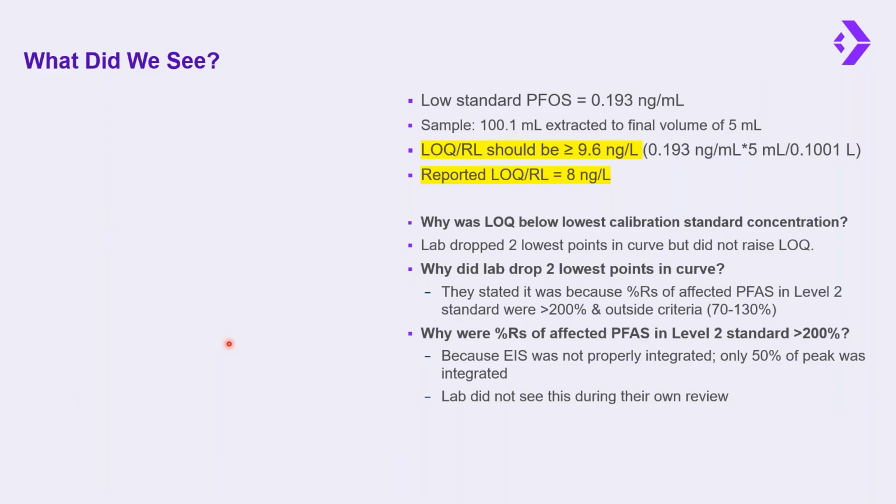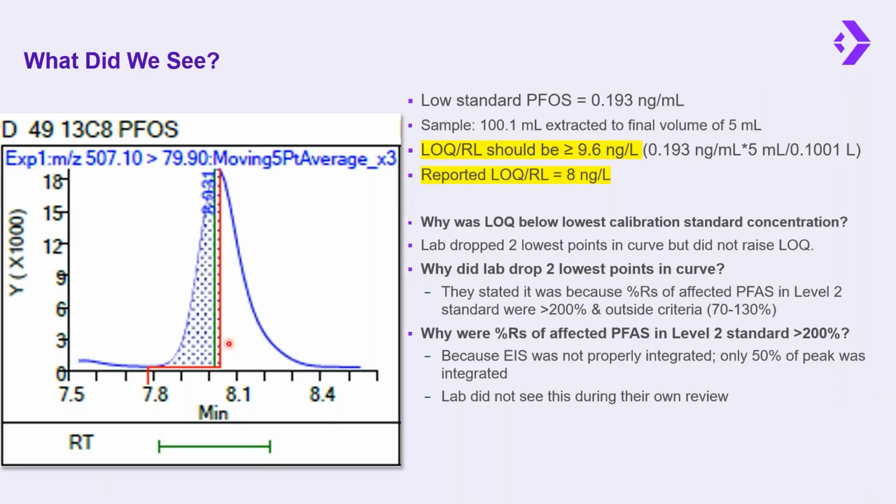So we went in and checked out this level 2 standard to see why the recoveries of some of those target PFAS were greater than 200% and why they had to eliminate that standard from the curve. And lo and behold, we noticed that the lab did not integrate the peak for the carbon labeled isotope for PFOS properly. You can see here only half this peak was integrated, which now explains why the recovery of the select PFAS that are quantified with this carbon labeled isotope were greater than 200%.